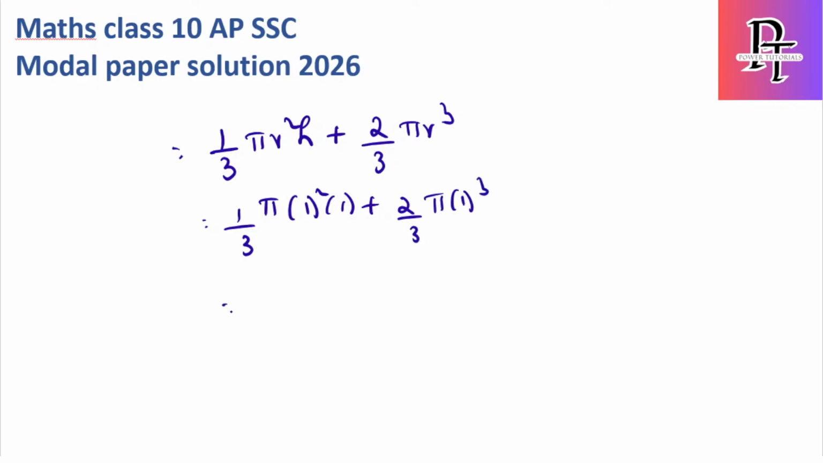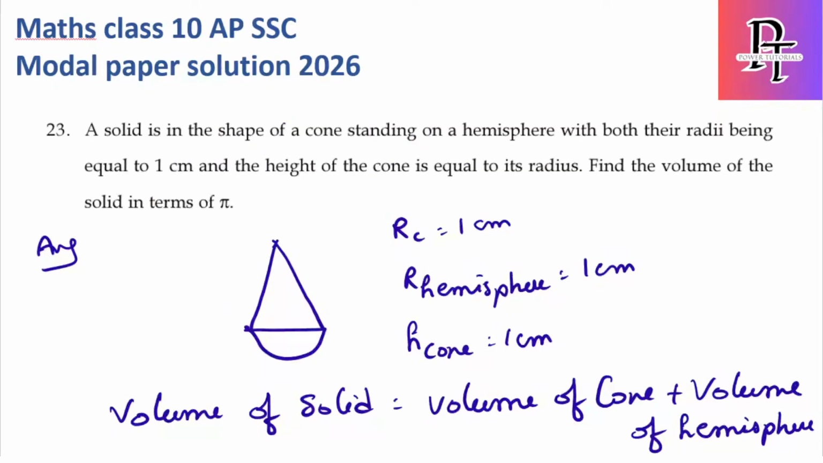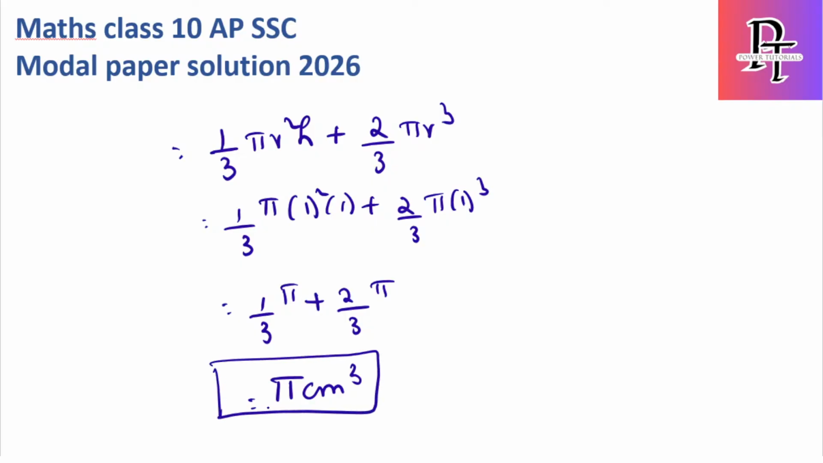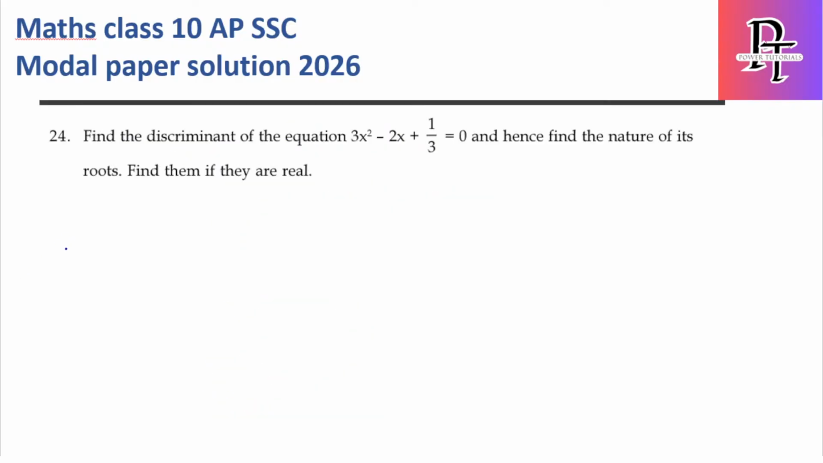So 1 cube or 1 square both are same, so the answer is 1 by 3 pi plus 2 by 3 pi. So 1 by 3 plus 2 by 3 is nothing but 3 by 3, which is pi. So pi is the final answer. And the units, they mention centimeter. Yes, so pi cubic centimeter is the answer. It's not only pi, because if the examiner is proper with respect to units, then make sure to write the units as well. Okay, so pi centimeter cube is the final answer. Let's move to 24th.